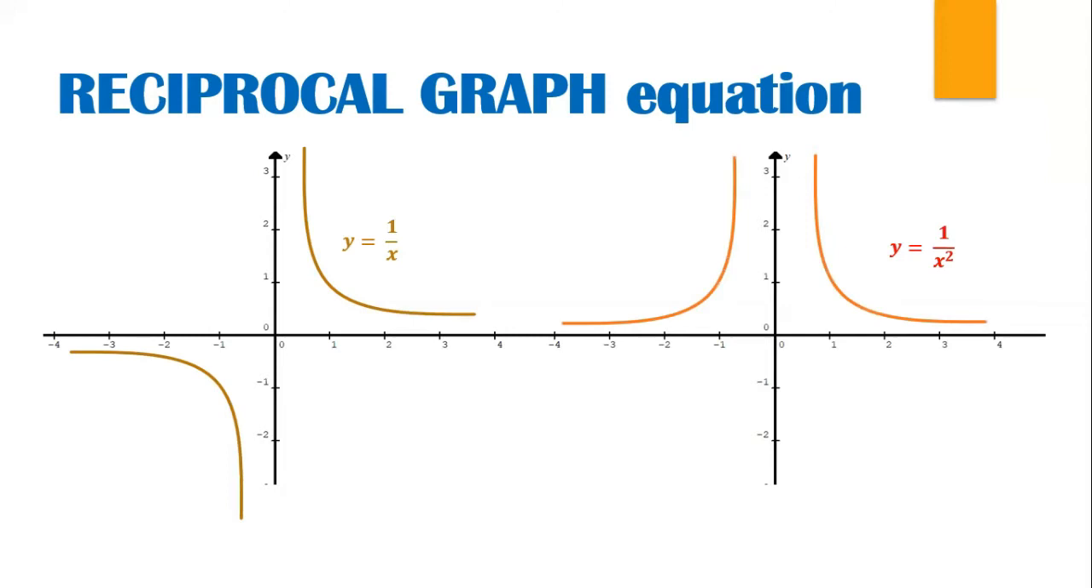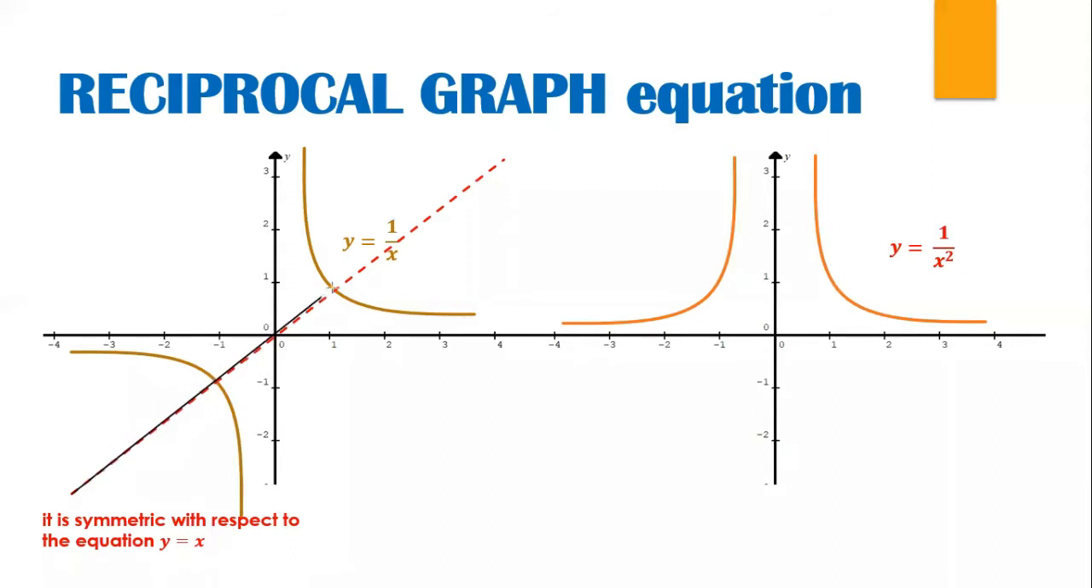Okay, now look at the first graph. The first information we got from this graph is it is symmetric with respect to the equation y equal x. We got the symmetric line with respect to the equation y equal x. What is a symmetric line? The symmetric line is the line that separates two graphs to be equal.